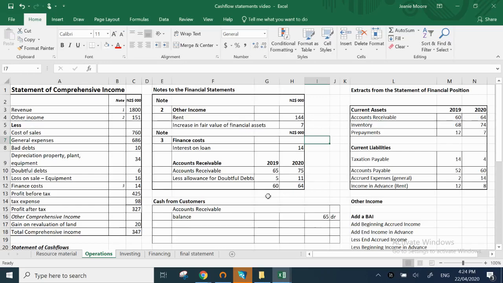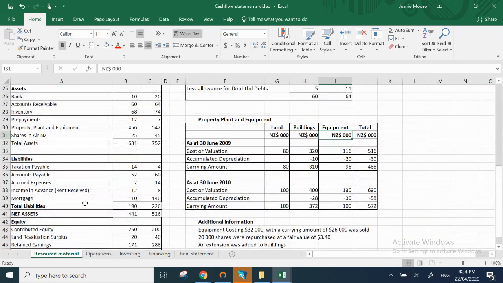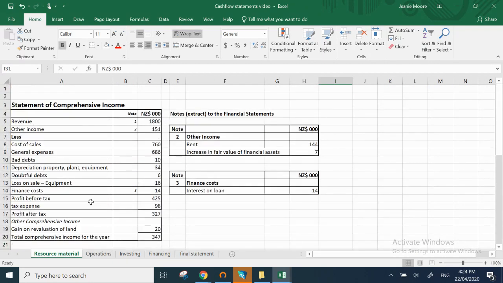This video is about constructing a cash flow statement for Level 3 accounting at NCEA. There's going to be 3 different videos, one for cash from operations, one for cash from investing activities, and one from cash from financing activities. When you do a cash flow question, you'll get a number of bits of resource material which you'll need in order to construct the cash flow.